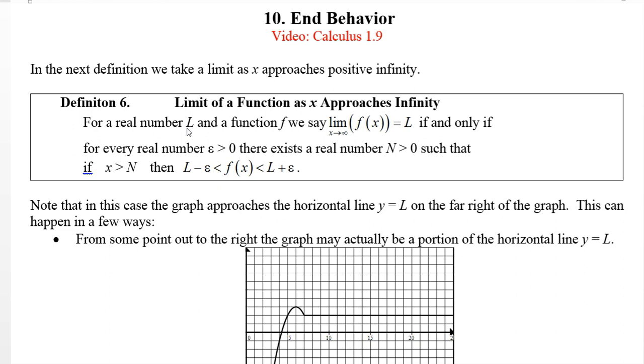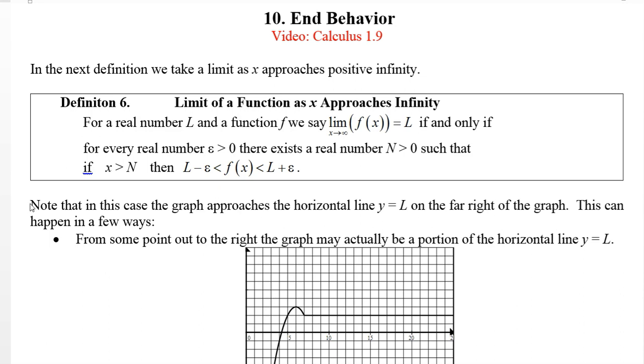For a real number L, which is going to be our limit value, and a function f, we say the limit as x goes to infinity of f of x equals L if and only if for every real number epsilon greater than 0, there exists a real number n greater than 0, such that if x is greater than n, then f of x is between L minus epsilon and L plus epsilon.